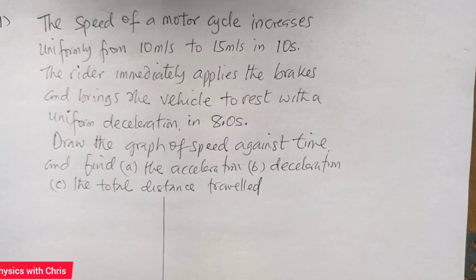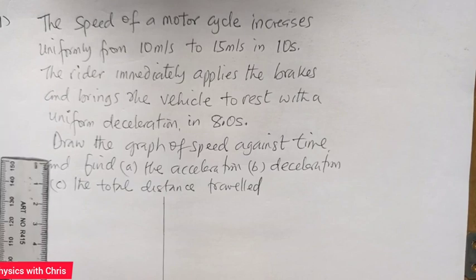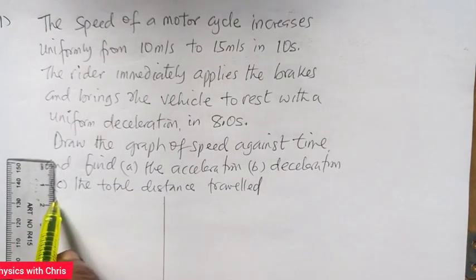First of all, the question wants us to draw the speed-time graph of the motion of this motorcycle, and then to calculate from our graph the acceleration, the deceleration, and the total distance covered. So let's first of all attempt drawing the graph.